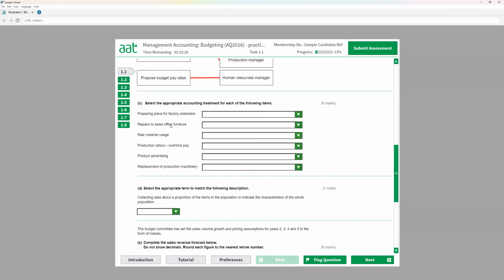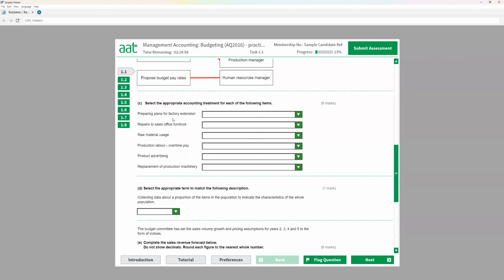All right, the next one we have here: select the appropriate accounting treatment for each of the following items. Now we can see the allocation or apportionment or reapportionment. You have done this on your Level 3. So if you don't remember, you can quickly refresh your memory. You can read once again. But here it is a very precise question. You just have to say what is linked with what.